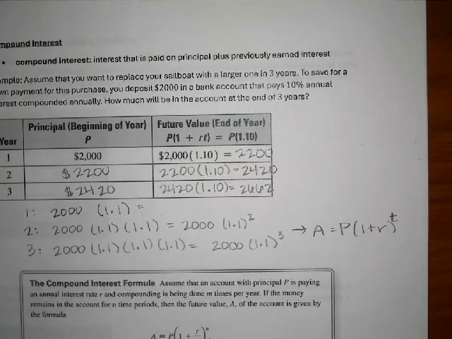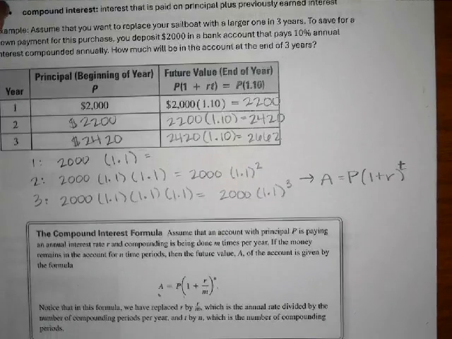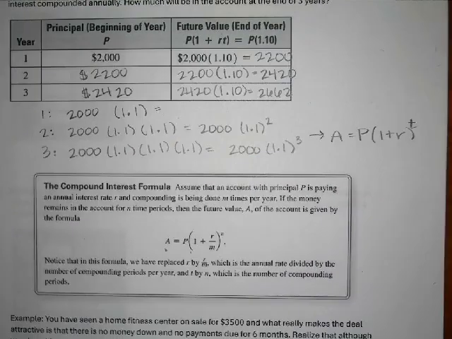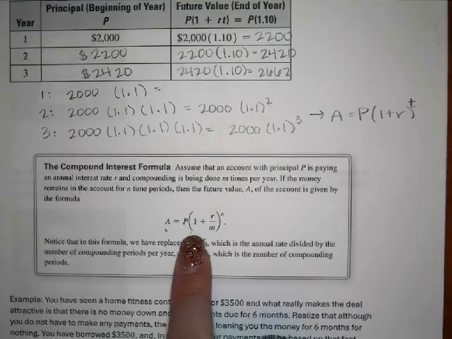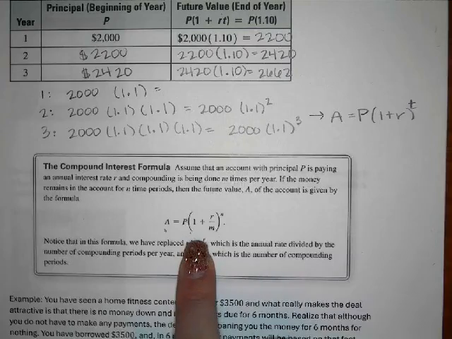Now, typically when we talk about compound interest, they're not always compounding the interest annually, which means once per year. Sometimes it's quarterly, sometimes it's monthly, sometimes it's daily. And so instead of using this formula, we end up using this formula right here because this allows us to compound more often than once per year.